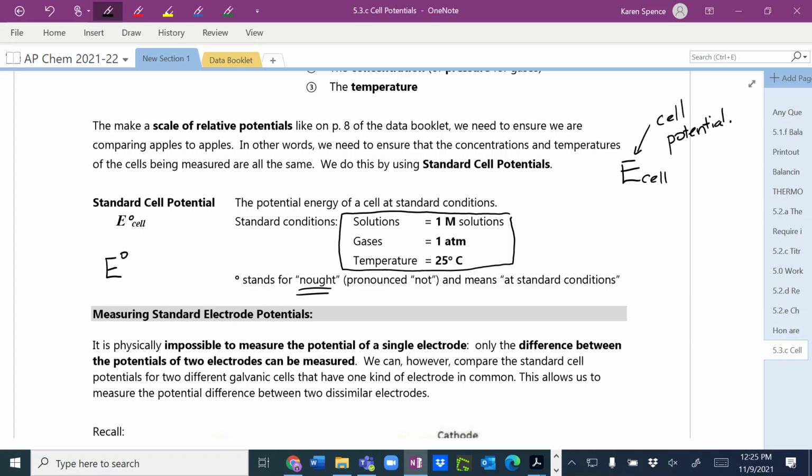So was that confusing enough for you? It just means it's at standard conditions, okay? So you should know that it's pronounced naught, so you can say E-naught cell, so you don't sound like you don't know how to pronounce it, okay?